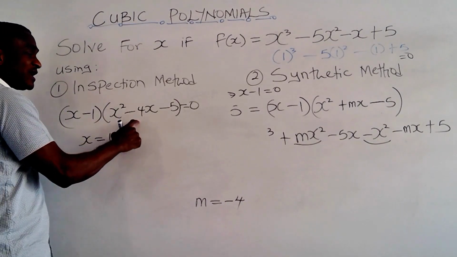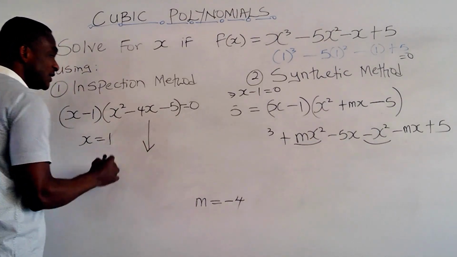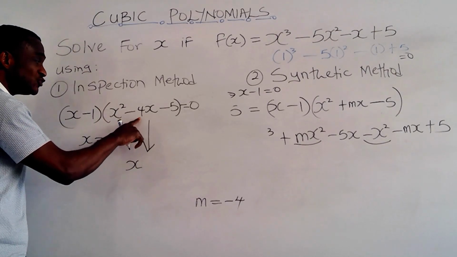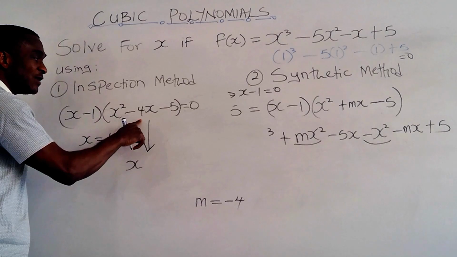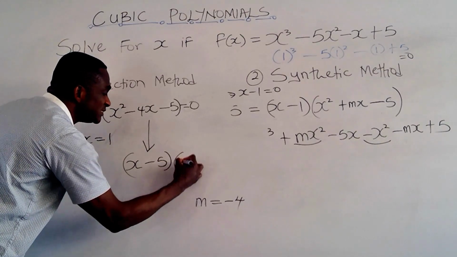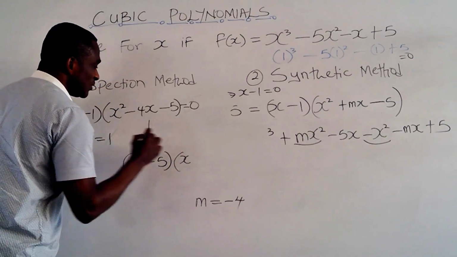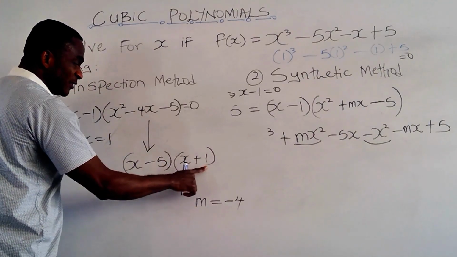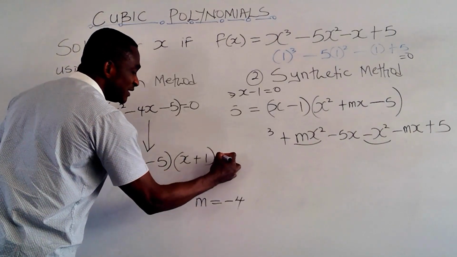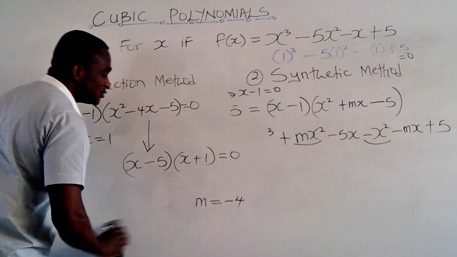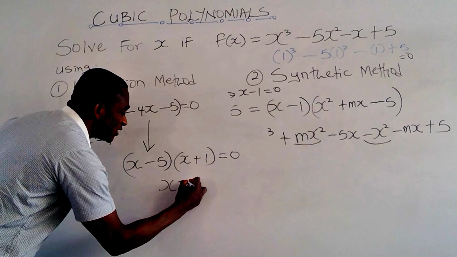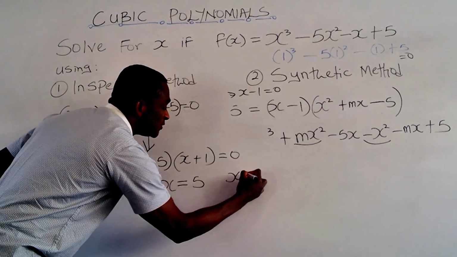Now we think about factorizing the second one. If we factorize that, that's a parabolic function, a quadratic function. The two values that will give us the middle when we add them and give us the last when we multiply them are minus 5 and plus 1. Minus 5 plus 1 gives me minus 4. Minus 5 times 1 gives me minus 5. So this will give me this. Now it means at the end, the values of x will be 5 and x will be equal to negative 1.